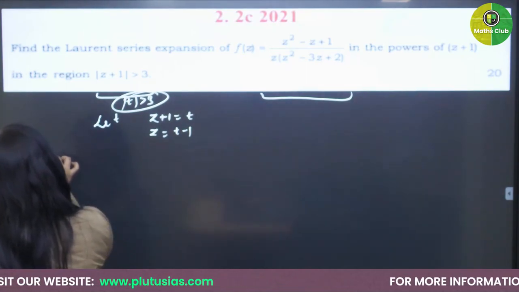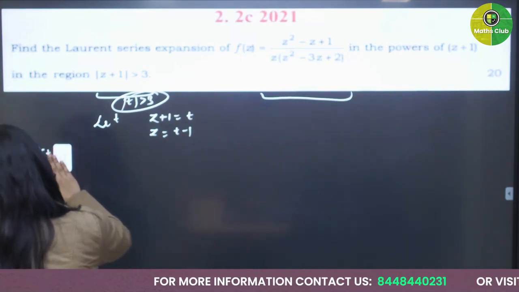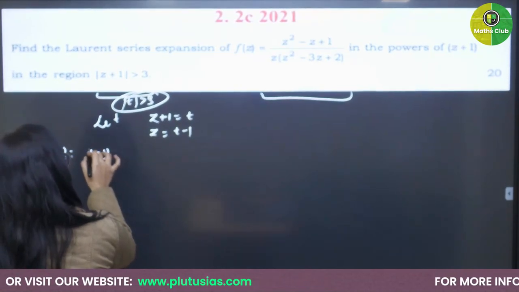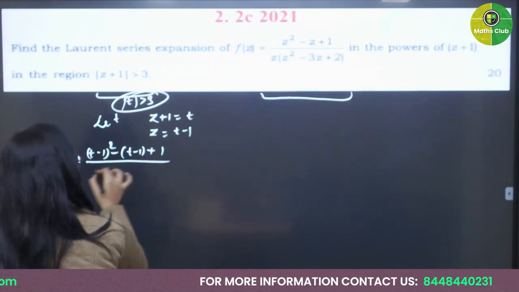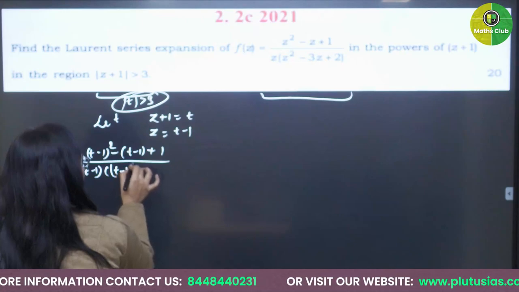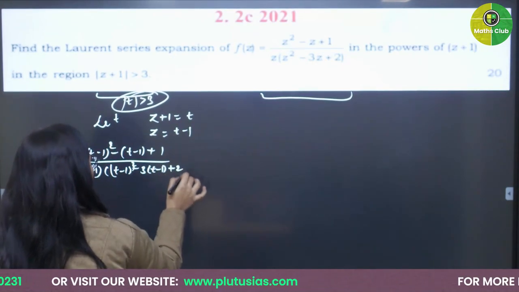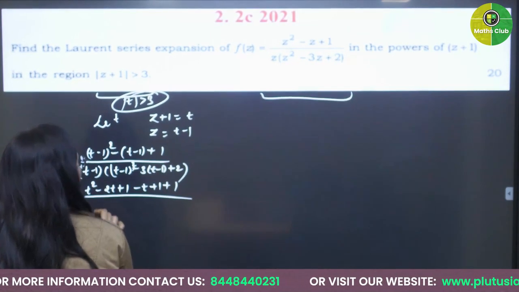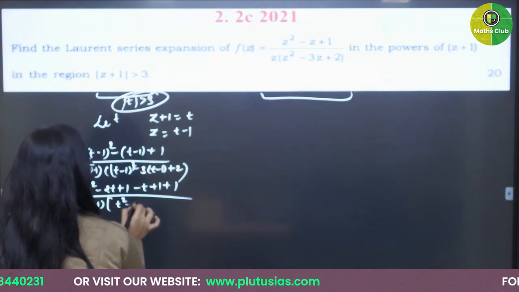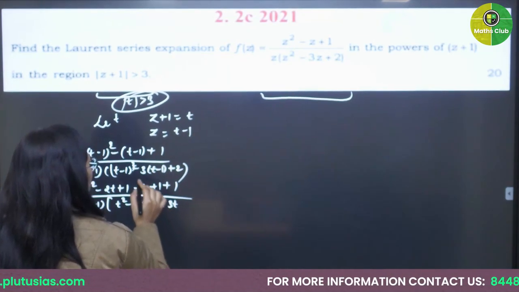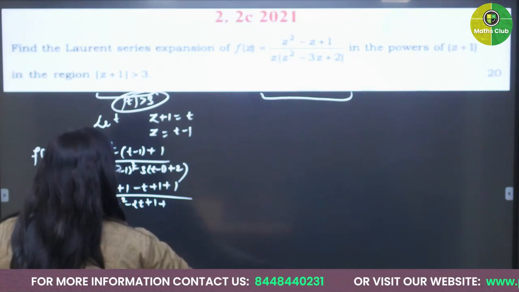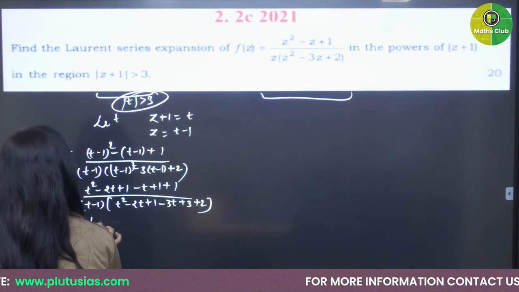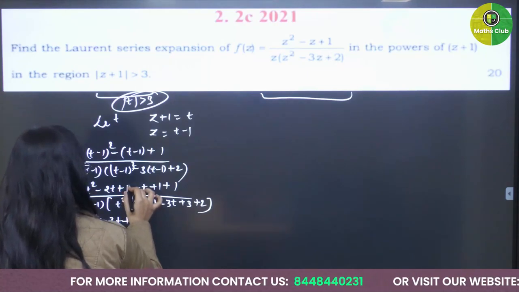or f of t mein convert kar rahe hain, z mein nahi rakhte hum, f of t plus 1, t minus 1 mein ho jayega, t minus 1 usko z mein bana denge. To z ko you need to write t minus 1, so that would be t minus 1 square minus t minus 1 plus 1, t minus 1 square minus 3, t square minus 2t plus 1 minus t plus 1 plus 1. In the denominator it is t minus 1, t square minus 2t plus 1. Sorry, that was minus, na? So let's say minus 3t plus 3 plus 2, and solve it. It would be t square minus 3t plus 3 plus 1, 1, 1, that is 3.